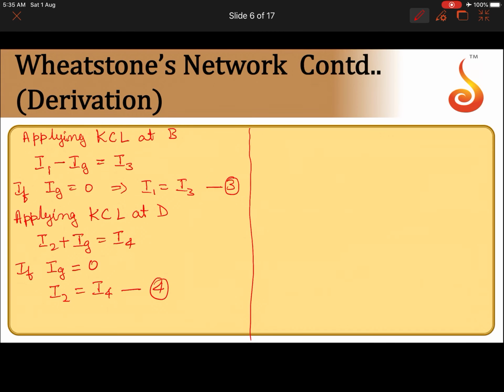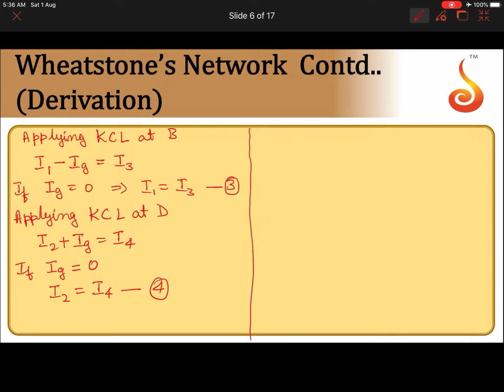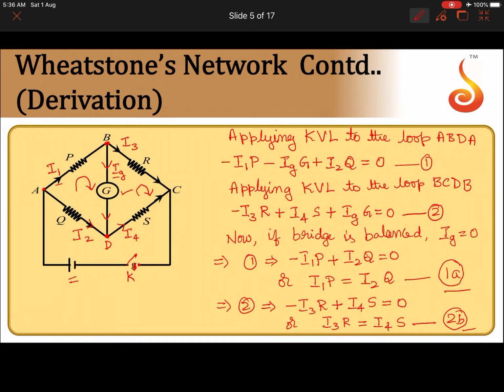Now, if I take 1A and 2B and divide these two equations, what I'll get? Dividing 1A by 2B, what do we get? I1P by I3R is equal to I2Q by I4S.